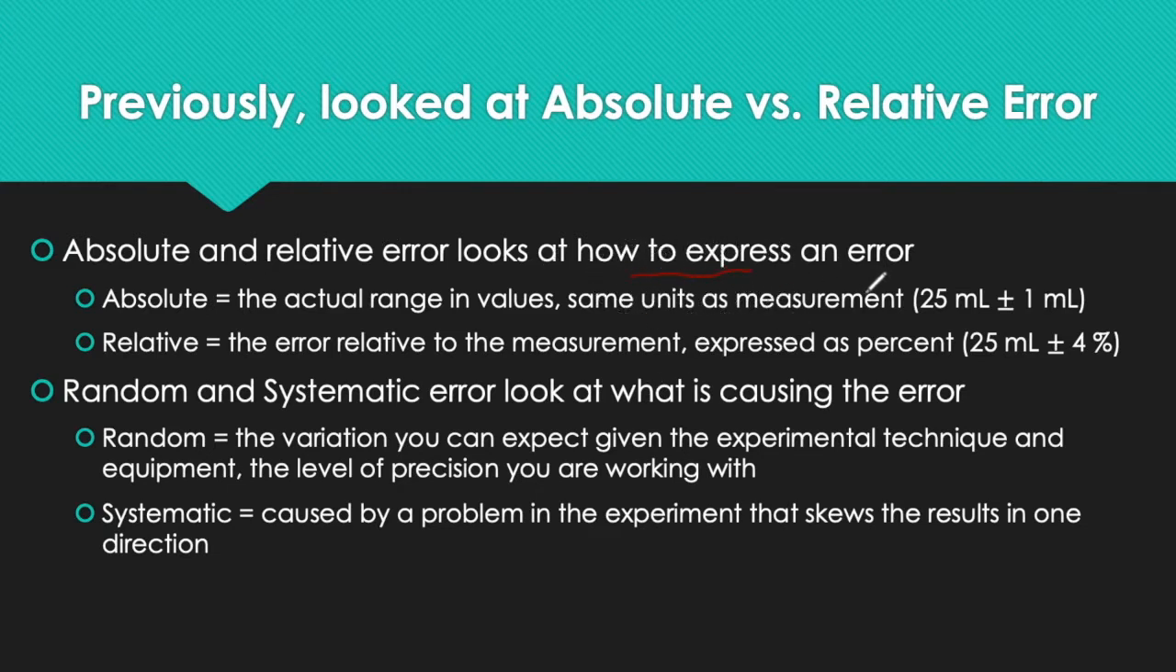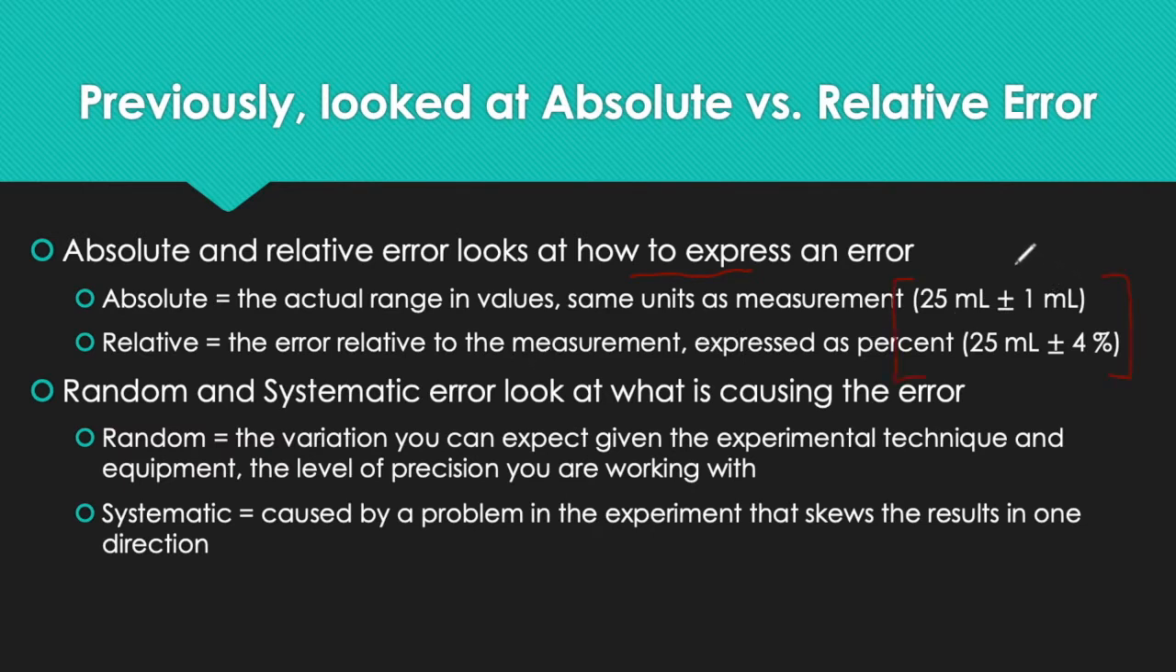Absolute error is the actual range in values or the actual uncertainty that you have in your measurement, and it has the same units as the measurement. Relative error is the error relative to the measurement, so that would be expressed as a percent.